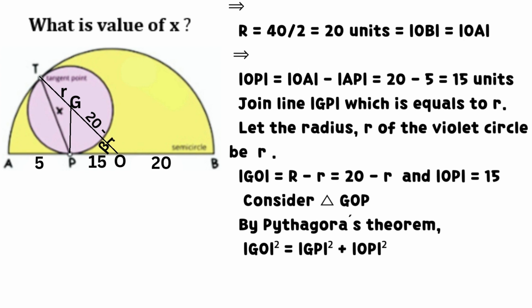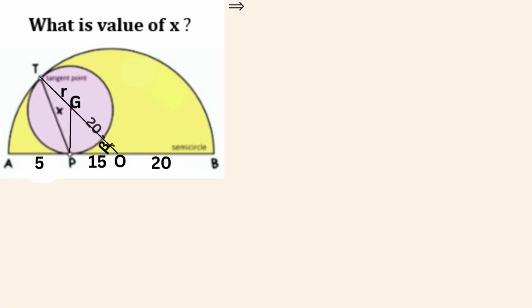Let the radius of the violet circle be small r. Line GO equals R minus small r, which equals 20 minus small r. Line OP equals 15. Consider triangle GOP. By Pythagoras theorem, the square of line GO equals the sum of the square of line GP and the square of line OP.